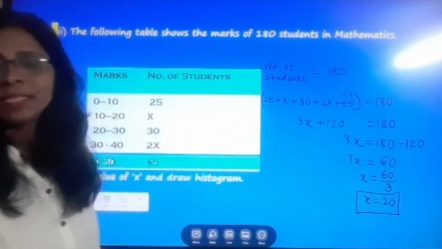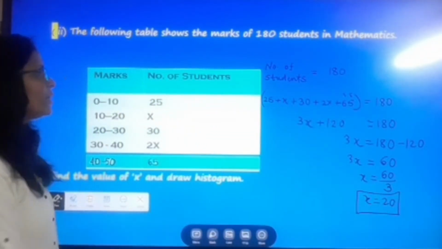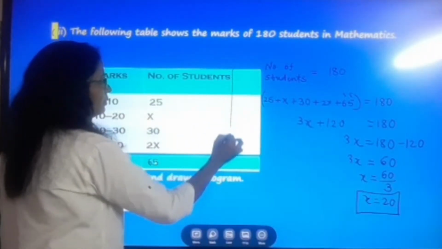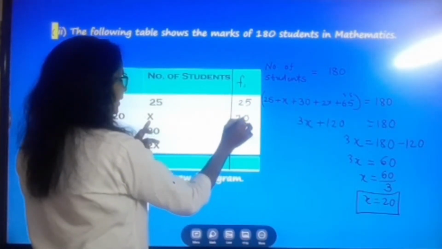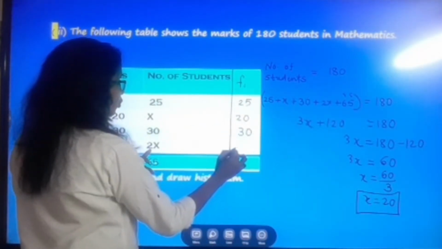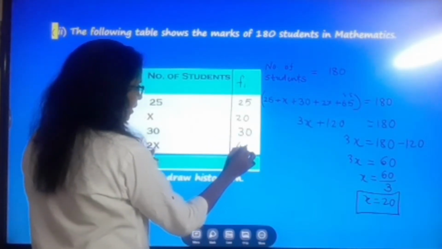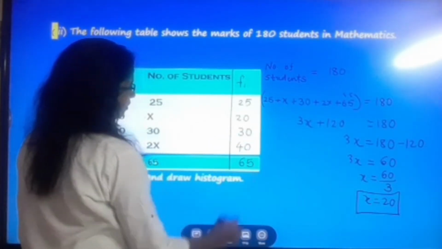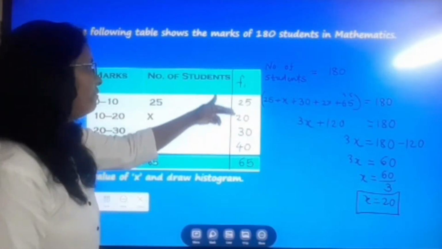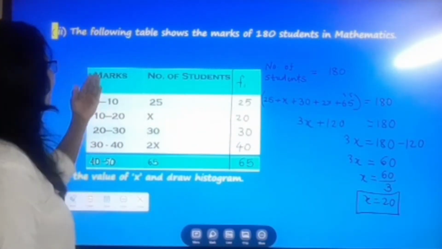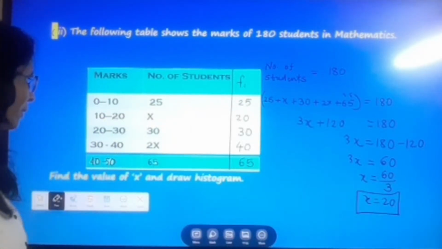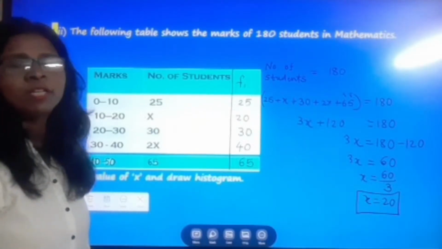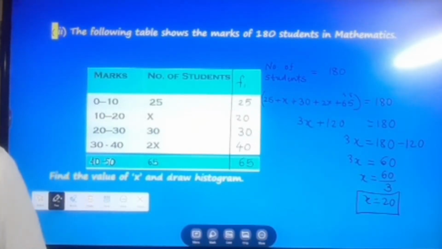So as x is equal to 20, here we can write the third column, fi: 25, then 20, and 30, then 2x, which means 40, and the last one is 65. Okay, so these are the values of fi, and these are the classes, the class intervals. Now we have to draw the histogram. So let us draw it.